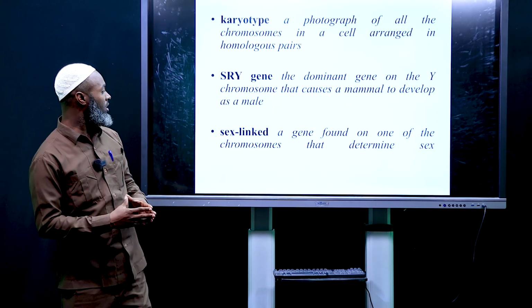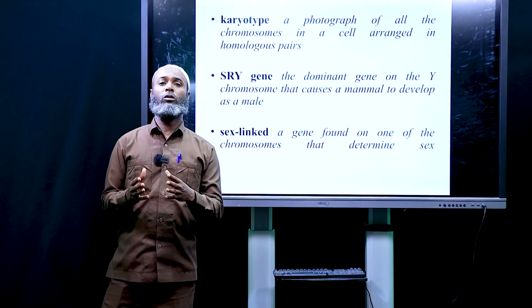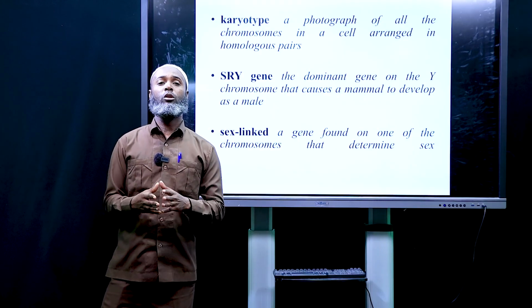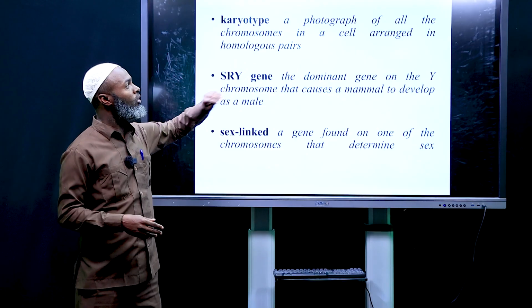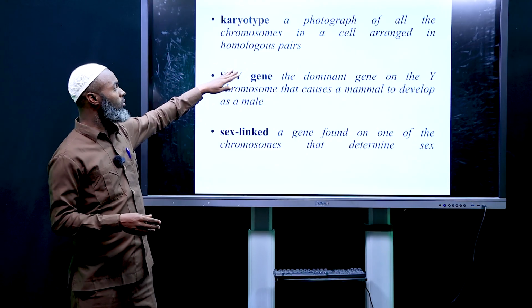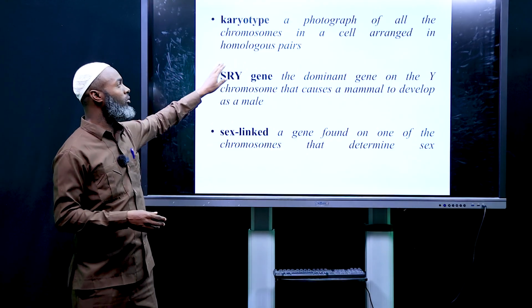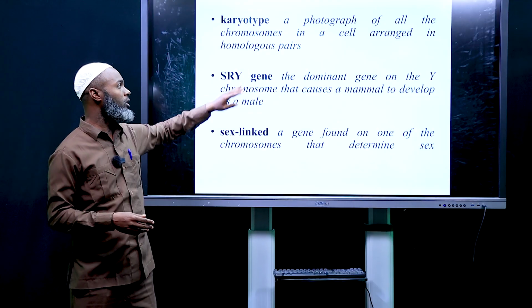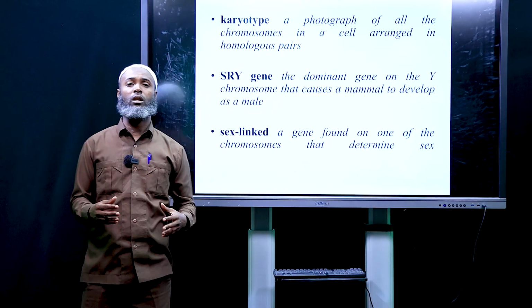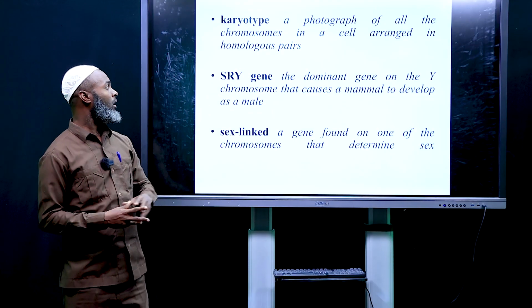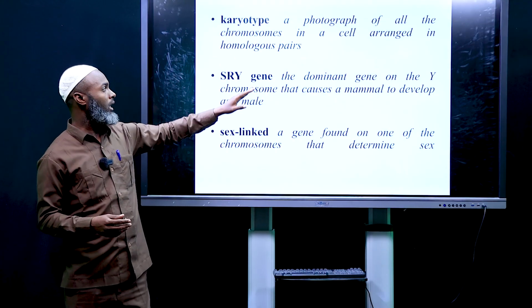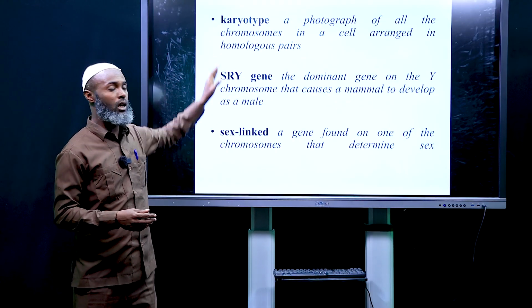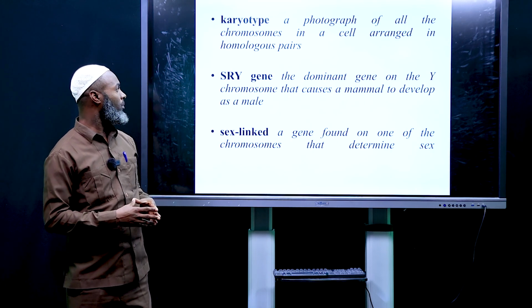Now let's see very important terminologies which are very useful in our subtopic. Karyotype is a photograph of all chromosomes in a cell arranged in homologous pairs. You know that chromosomes are arranged in homologous pairs, and the photograph of all the chromosomes in a cell arranged in homologous pairs is known as a karyotype.